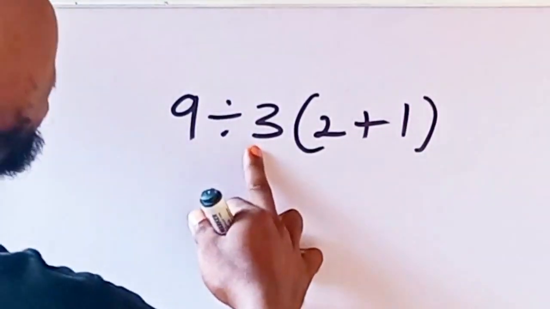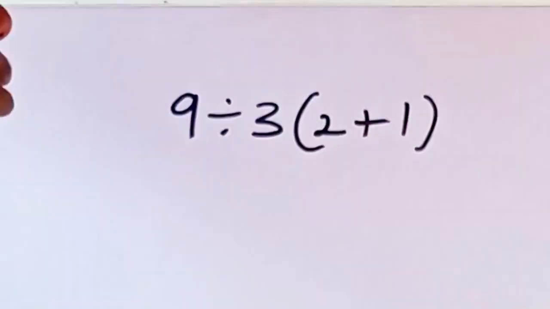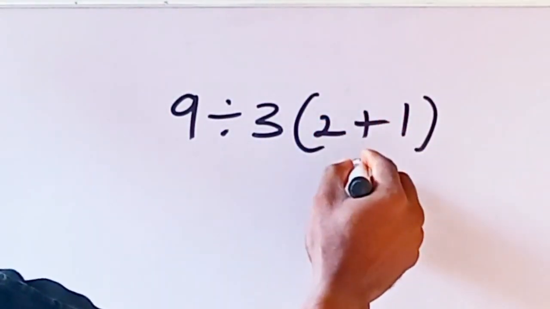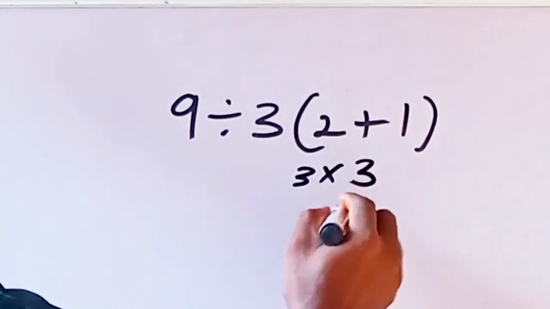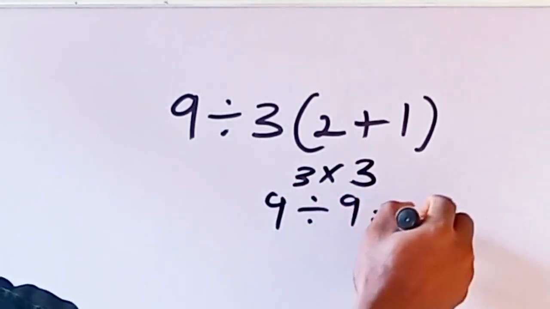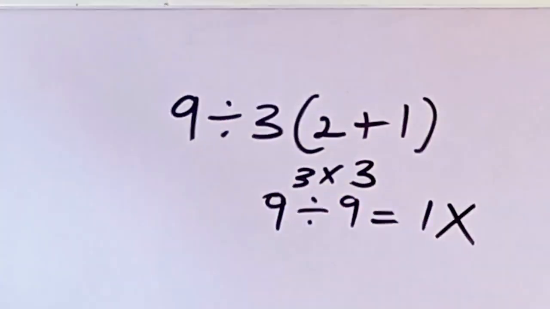9 divided by 3 times (2 plus 1). The normal way we do it is very simple. Just 9 divided by 3 is 3, times the 3 from 2 plus 1, which is 9, divided by this 9, which equals what? 1. But this answer is very wrong.